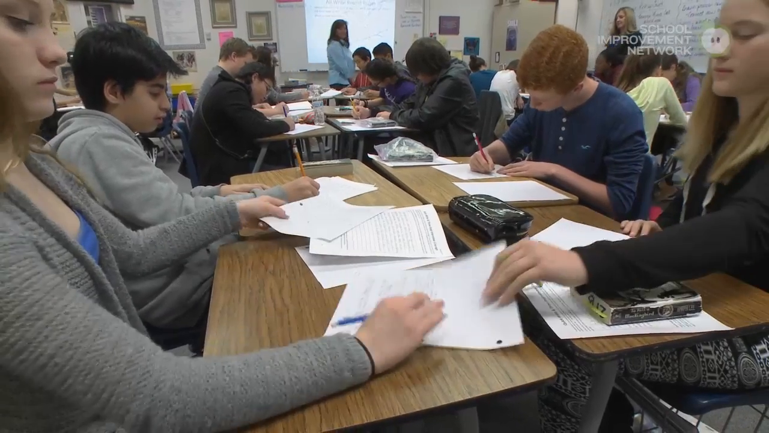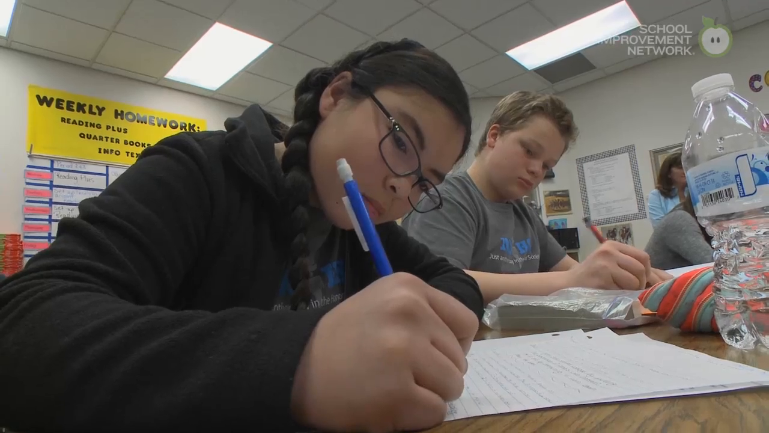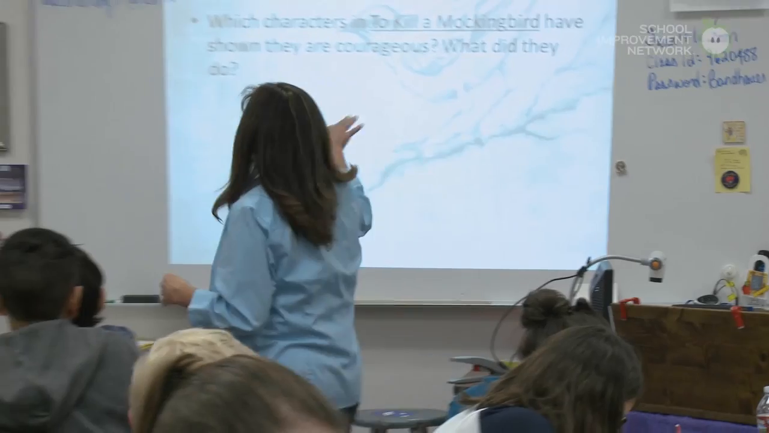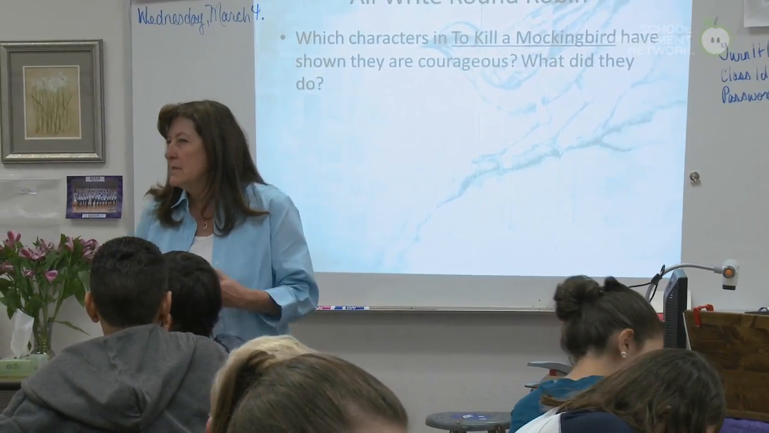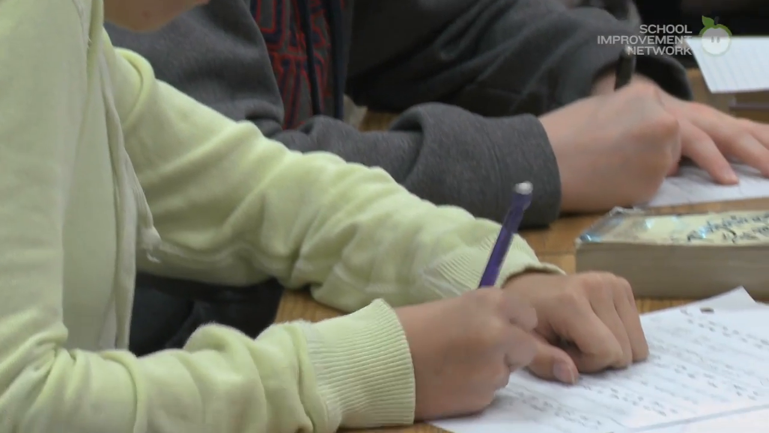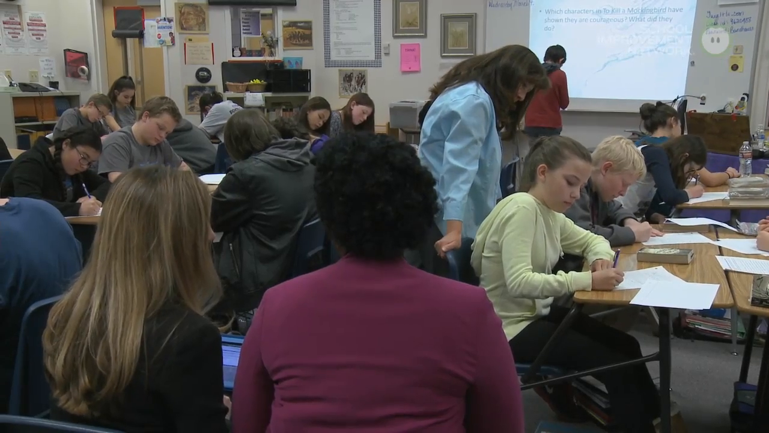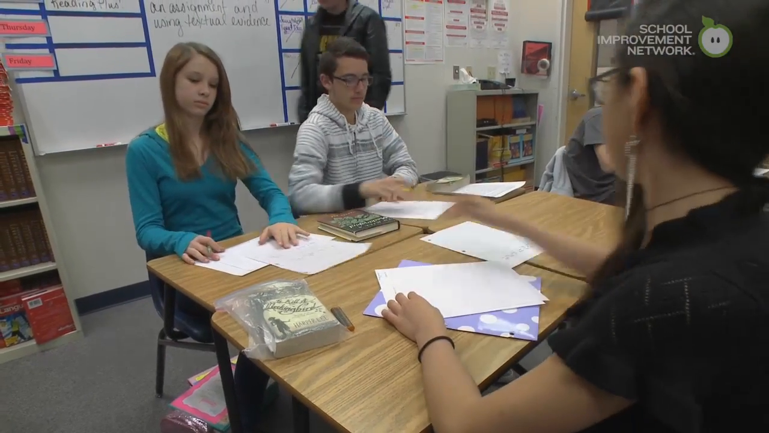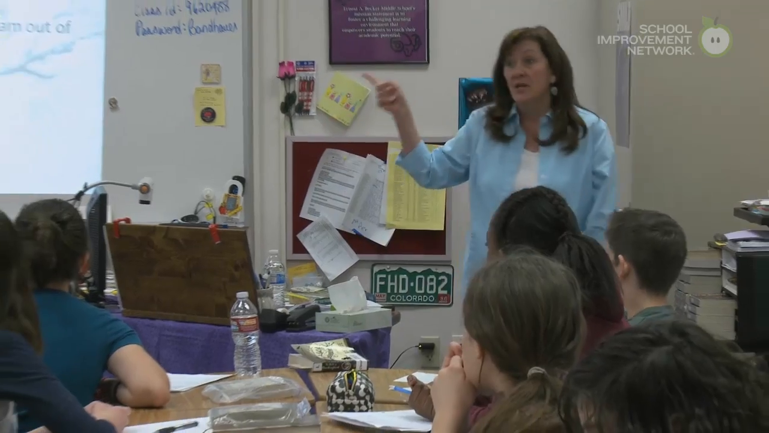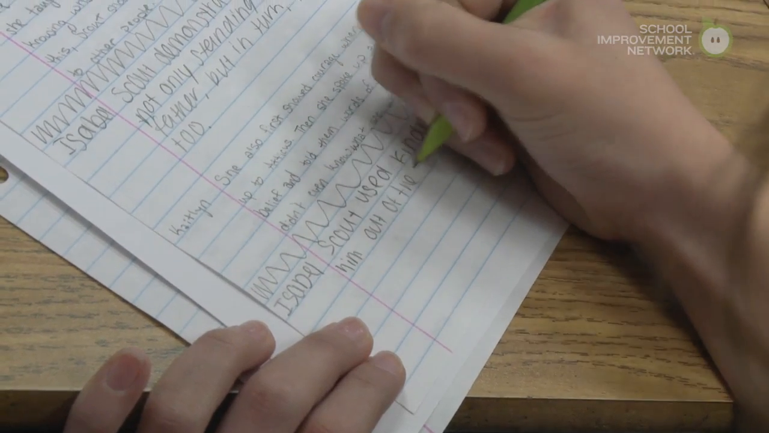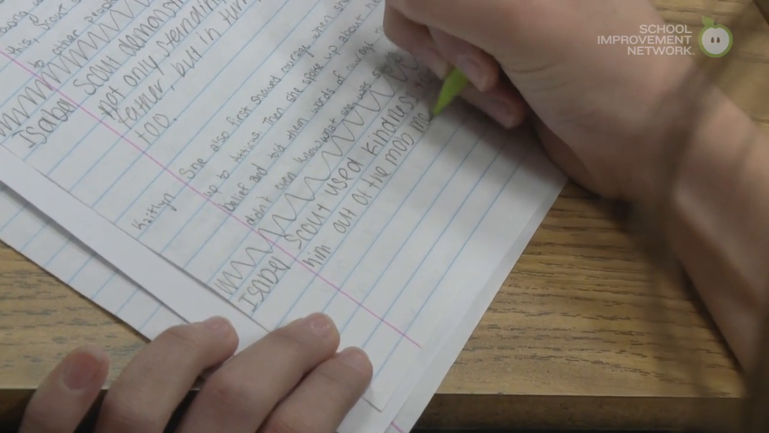Read what was written. Next question. Which characters in Mockingbird have been courageous? And I really want to know, what did they do? What made them courageous? Next question is related then to Scout and Mr. Cunningham. What did Scout do to pull him out of that mob mentality?